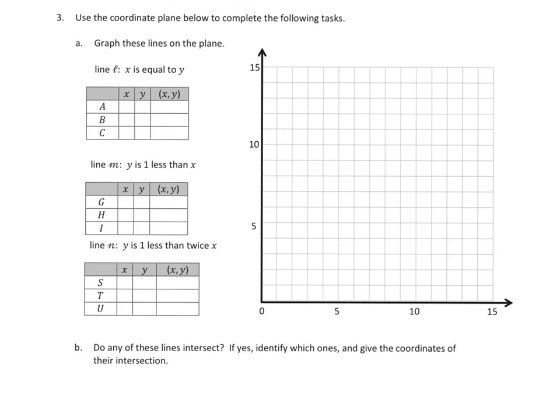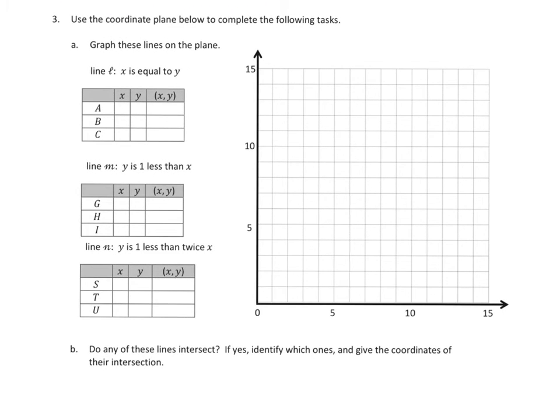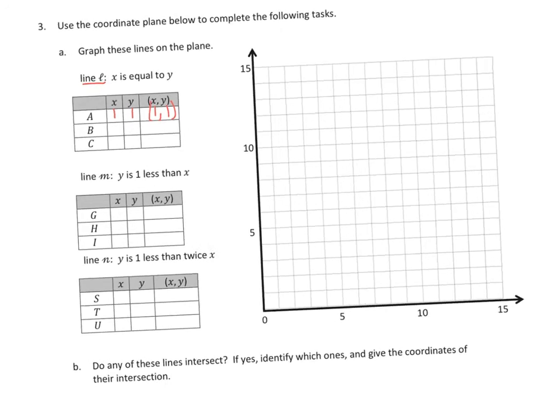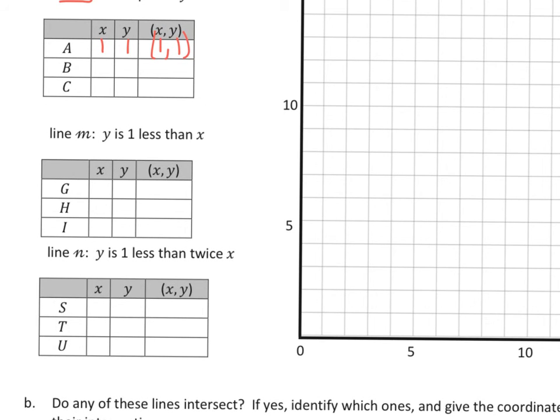So we have to graph some different lines here. Line L we'll start with. X is equal to y, meaning whatever value of x, that's the value of y. So if I pick 1, it's 1 comma 1. Now let me zoom in there because that chart is a little difficult to read. If I do 3, then y is 3 because x and y equal the same. So it's 3 comma 3. So whatever I put for x, that has to be y.